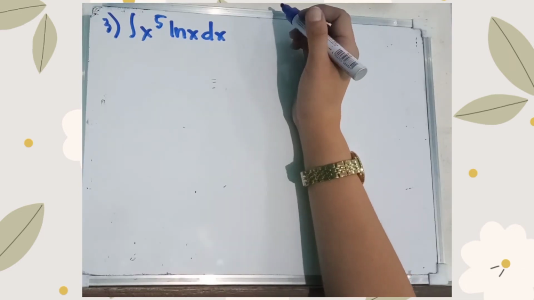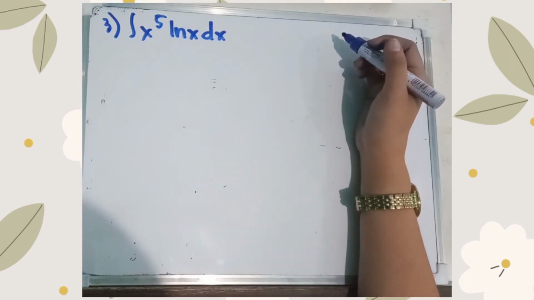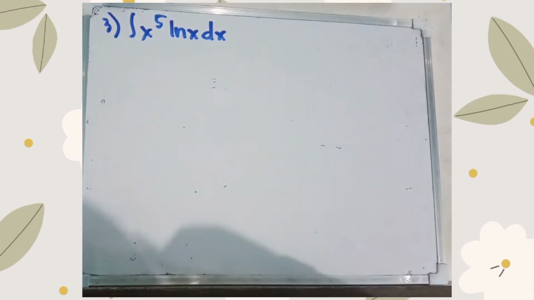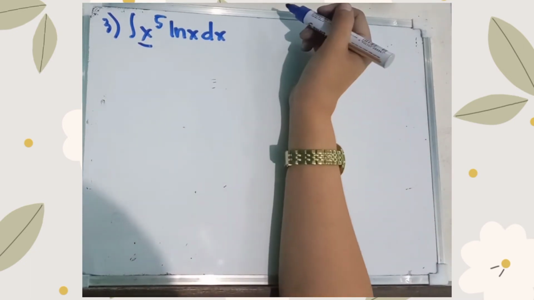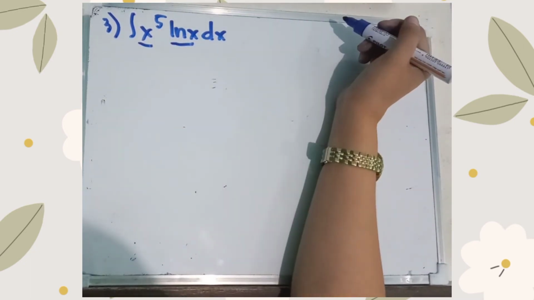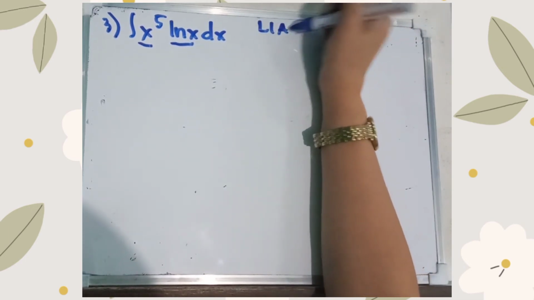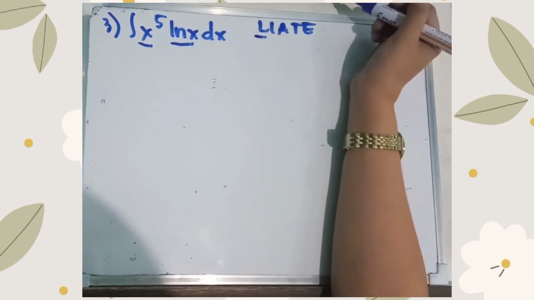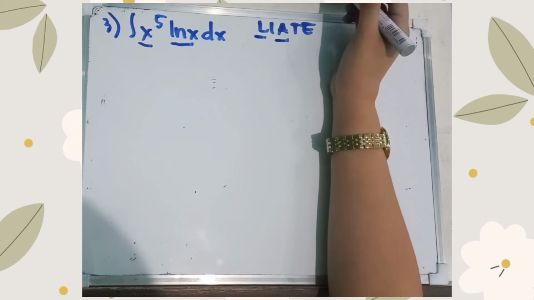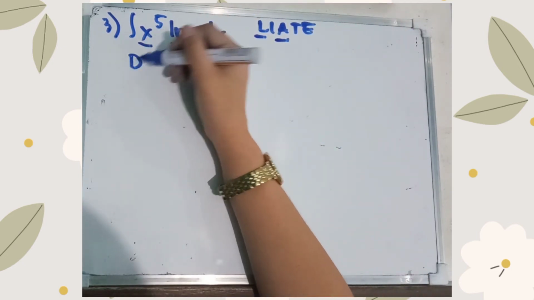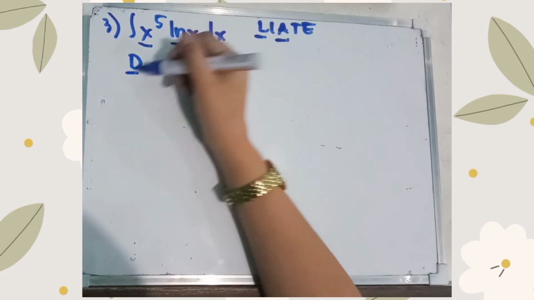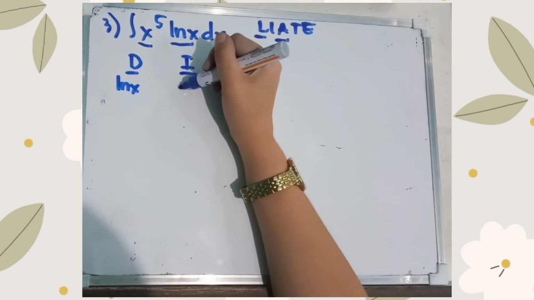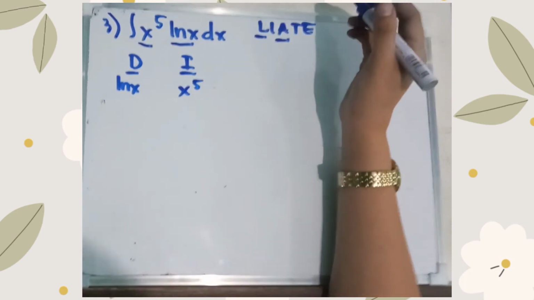For our third example, we have the integral of x raised to 5 ln x dx. So this function is algebraic. This is natural logarithmic. So going back to LIATE, logarithmic comes first before algebraic. So under the D column, we'll be placing ln x. Under the I column, we'll be placing x raised to 5.